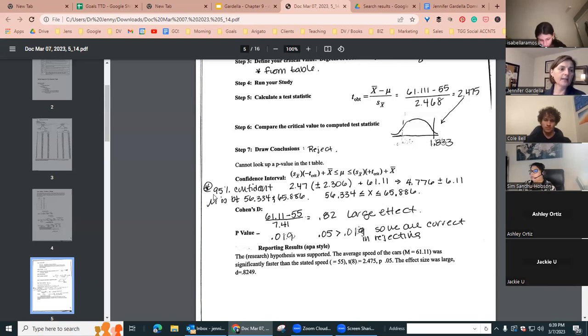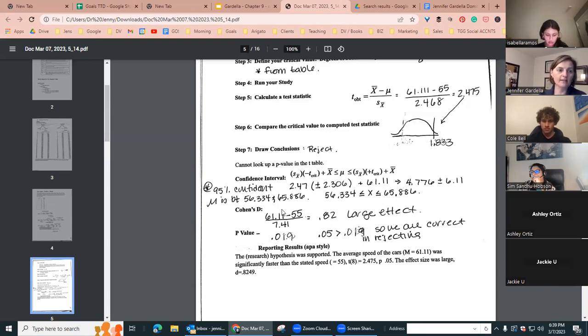So this means that we are, this is the interpretation of the confidence interval right here, 95% confident that the mean of the population is between 56.334 and 65.886. That's how you interpret the confidence interval.